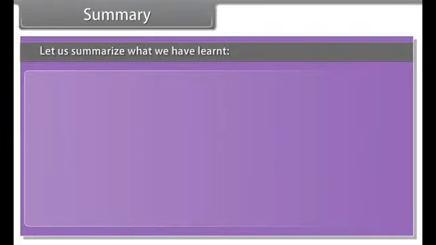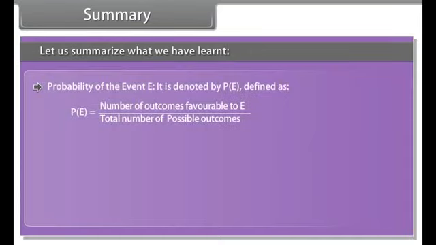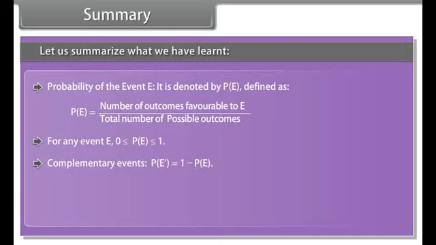Summary. Let us summarize what we have learned. Probability of the event E is denoted by P(E), defined as P(E) equals number of outcomes favorable to E divided by total number of possible outcomes. For any event E, 0 ≤ P(E) ≤ 1. Complementary events: the probability of event not E is equal to 1 minus P(E).